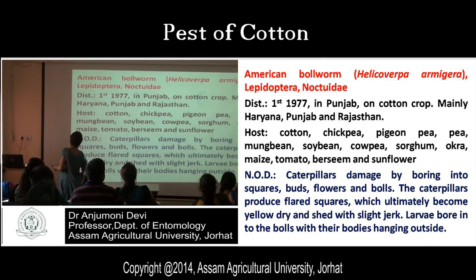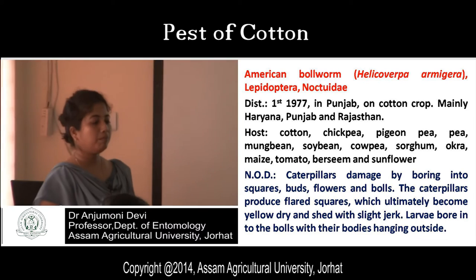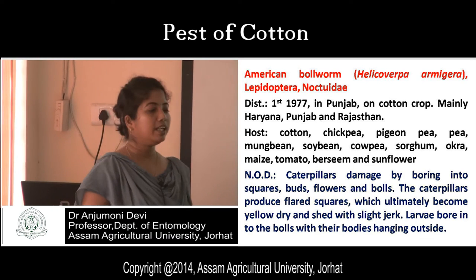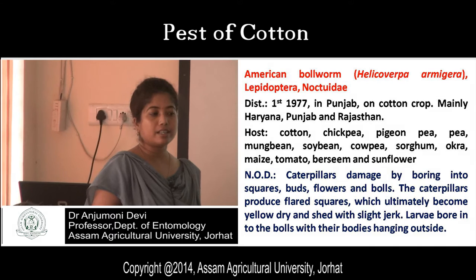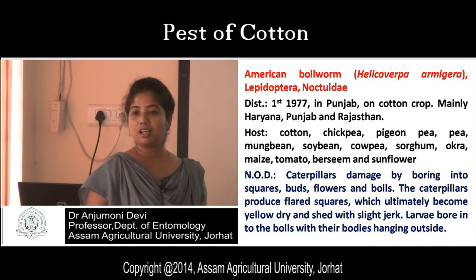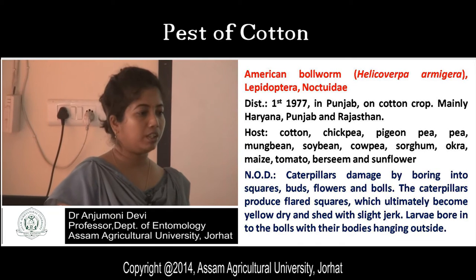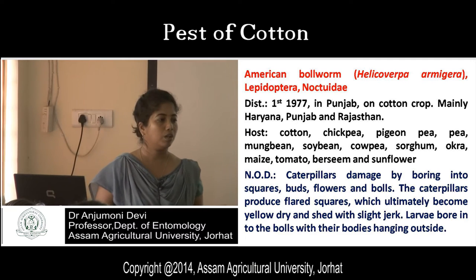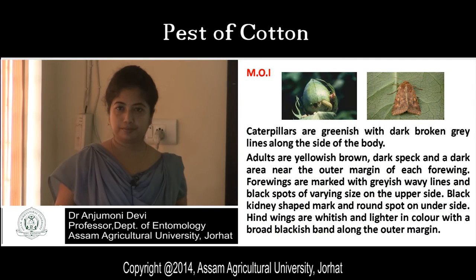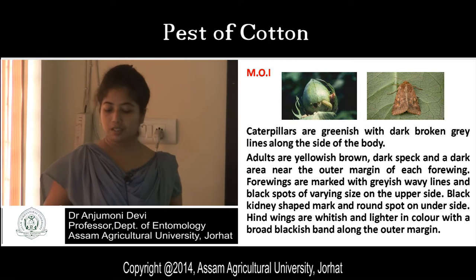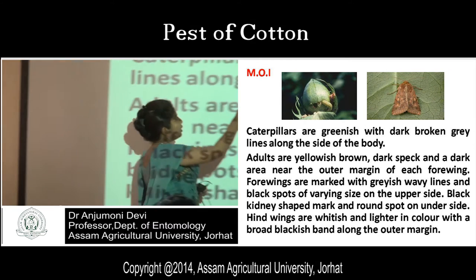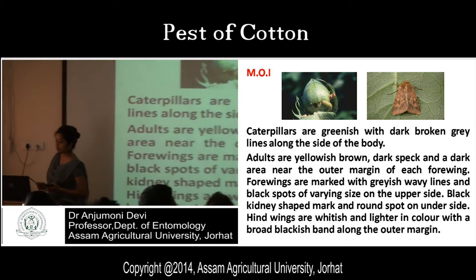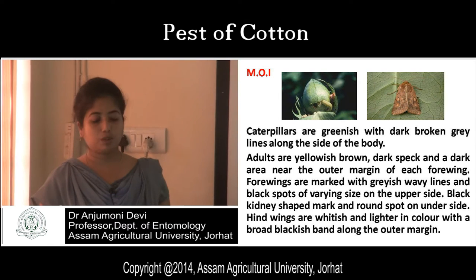This is the difference of damage between the spotted bollworm and Pectinophora gossypiella. In this case, the larva is hanging outside. But in other cases, the larva is inside the ball and continues feeding. But in this case, half of the larva is outside the ball. See the photographs. This way the larva comes, half portion outside, and feeds on the ball.